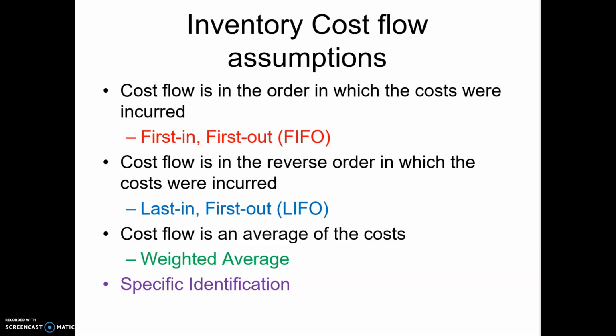Okay. The next method is LIFO, last in, first out. So cost flow is the reverse of how the costs were incurred. So LIFO sounds kind of strange. So you get a shipment in, you put it all the way in the back of the warehouse. The next shipment comes in, you put it in front of it. And then as shipments come in, the newest ones are in front, and you pull the orders from the front, right?